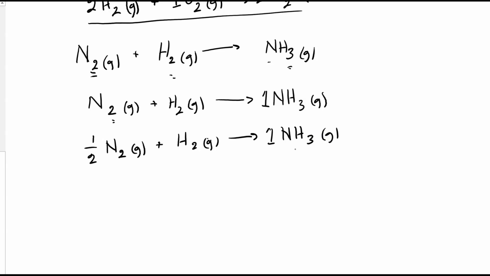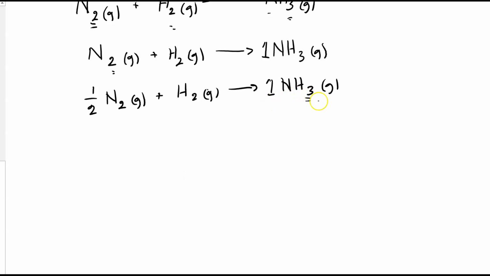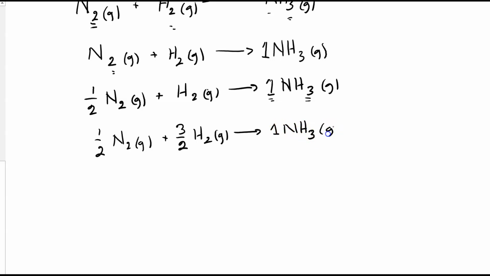We notice that, okay, the nitrogen is mathematically balanced, but the hydrogen is not mathematically balanced. So let's just do the same thing we did before. Let's take this subscript times this coefficient, which is 3 times 1, and put it as a numerator for this. So we now have 1/2 nitrogen, and here's our numerator, 3 halves hydrogen yields 1 ammonia. And if you do this arithmetically, you'll see that everything multiplies out correctly and you have the same number on both sides.